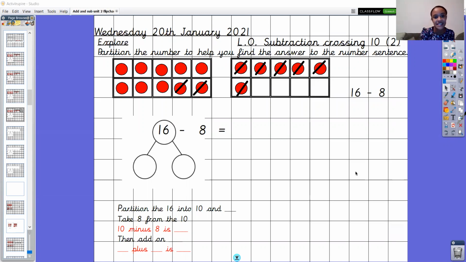So we are thinking again today about subtraction crossing 10. Exactly the same as we did yesterday, just a little bit more practice at this method as it's quite a tricky one, isn't it? So we'll do the first one together so we can refresh our memories about what we need to do, and then you can have a go at a couple on your own, okay?